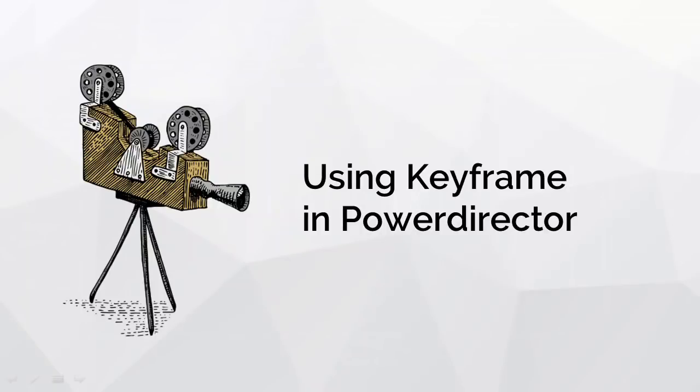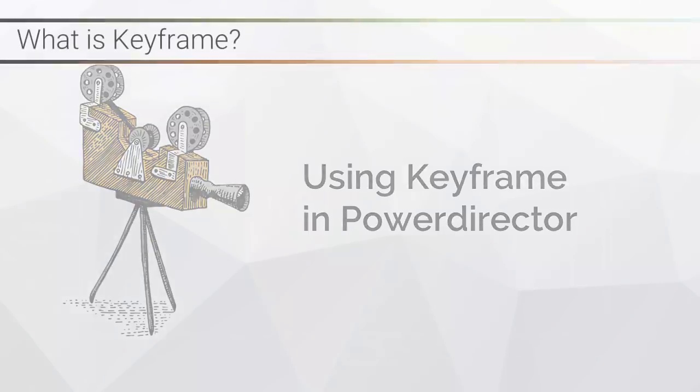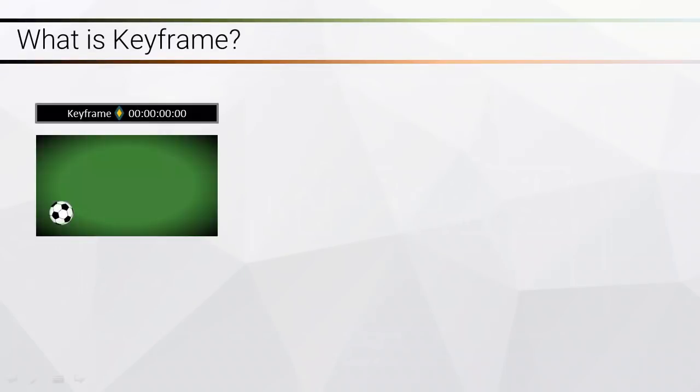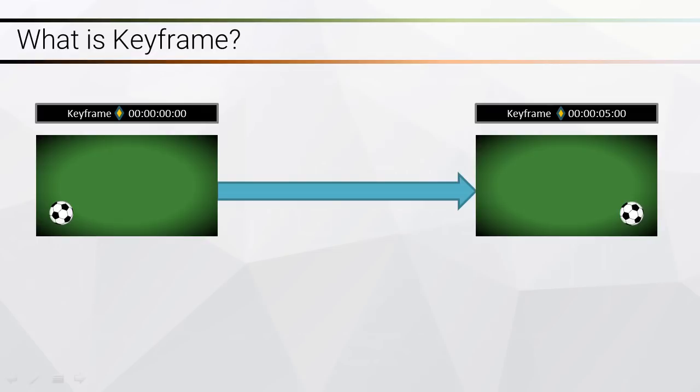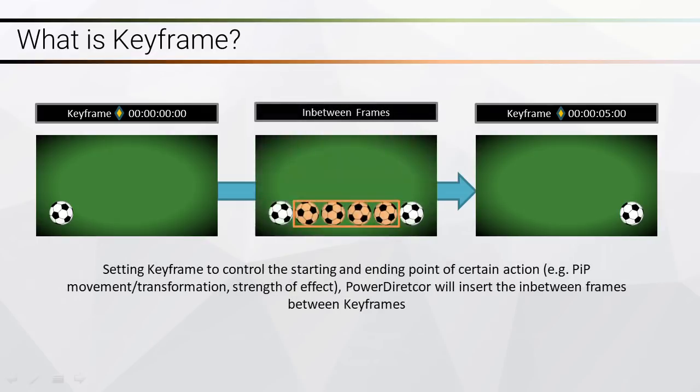And before we create these cinematic titles, we need to show you how to use keyframes in PowerDirector. And what is a keyframe? A keyframe lets you set the start and the end of the animation of your object, and in between, you will apply a motion on it.